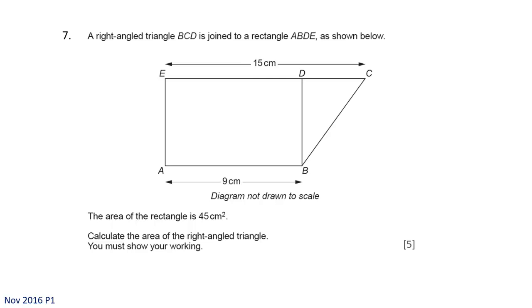Okay, so how did you get on? So I think one of the things here, they try and confuse us, and it's not too bad. We've got a rectangle, we can see, and we've got a triangle. And it says that a right angle triangle, BCD, is joined to a rectangle. And they tell us the area of the rectangle, and they want us to get the area of the triangle. You must show your working.